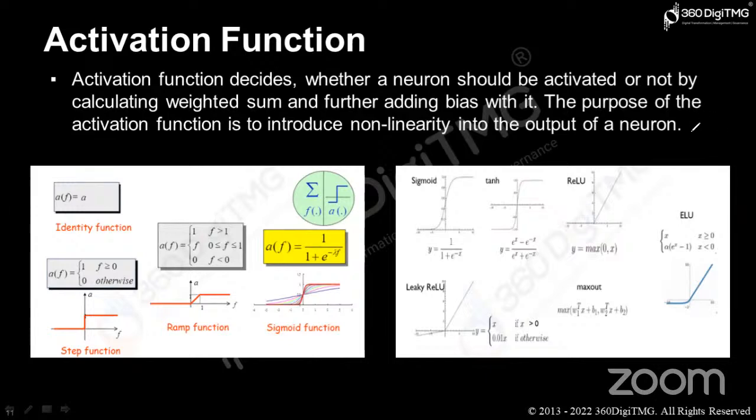The first one we have is the linear function. In a linear function, what happens is it is nothing but a straight line function where activation is proportional to input, which is the weighted sum from the neuron. So what are the pros we have with the linear activation function?